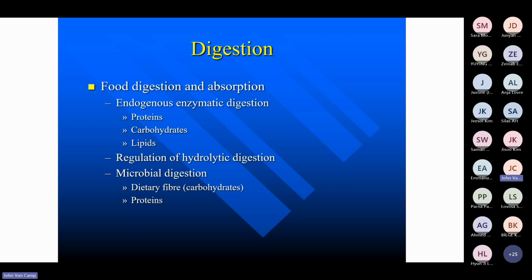And then usually after the break, we will also discuss the microbial digestion, which is mainly focused on dietary fiber, which is not digested in the small intestine, as well as proteins. We will not discuss lipids there. There may be a small fraction of lipids that go to the colon, but generally speaking, the amount is quite small. And the most important substrates for the microorganisms in the colon are the dietary fiber and the proteins. So we will mainly focus on these ones.